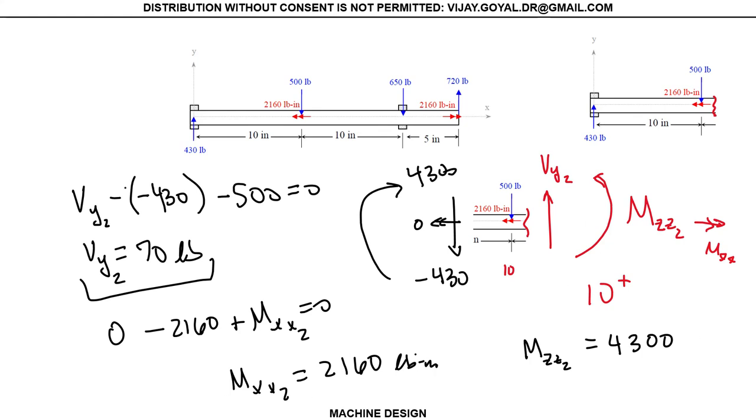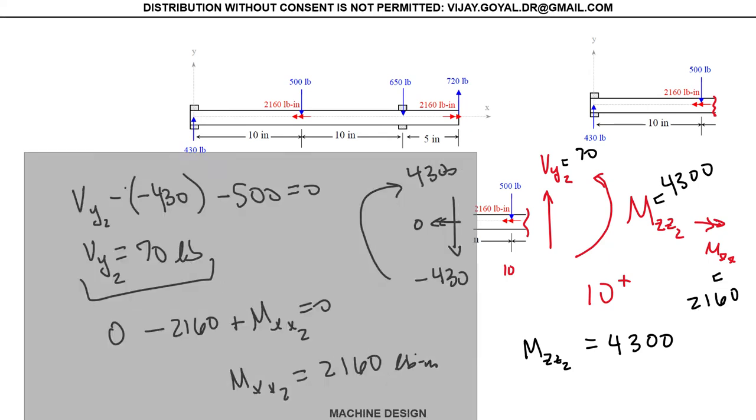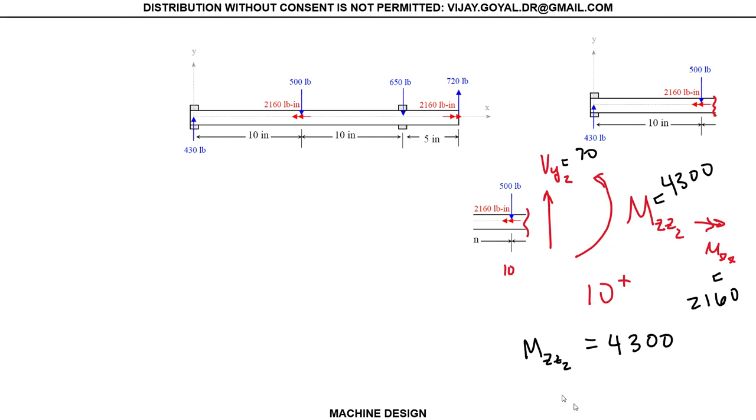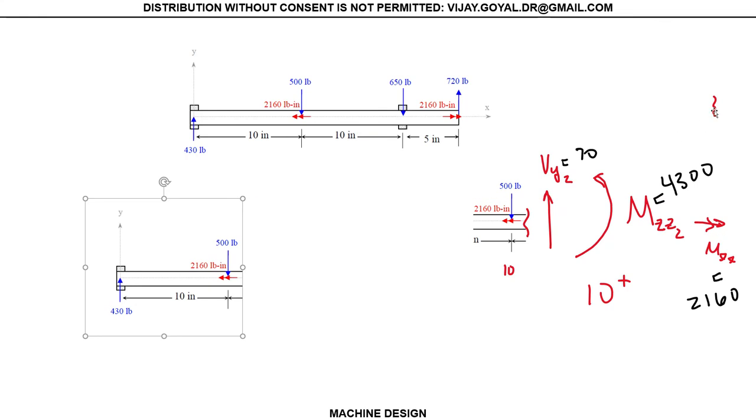The next thing that we want to do is, we found all these values, so we know that this is equal to 70. We know that this is equal to 4300. We know that this is equal to 2160 positive. So we did all this just to find the loads here.